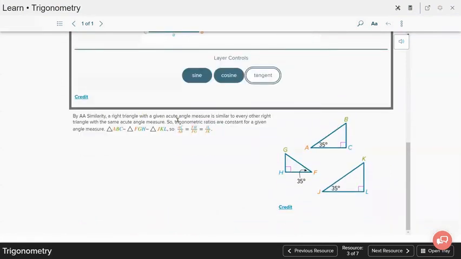If we use similarity, we know that as long as the angle is the same, these triangles are all similar by angle, because they have the 35-degree angle. As long as the reference angle stays the same, the ratio is always going to stay the same.